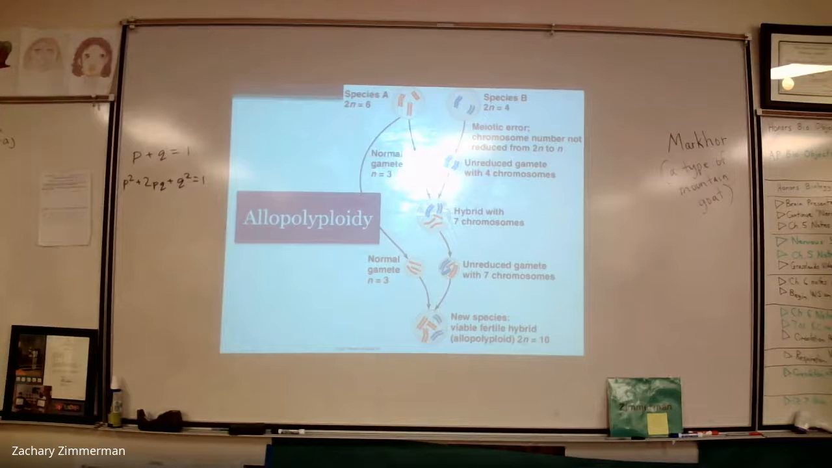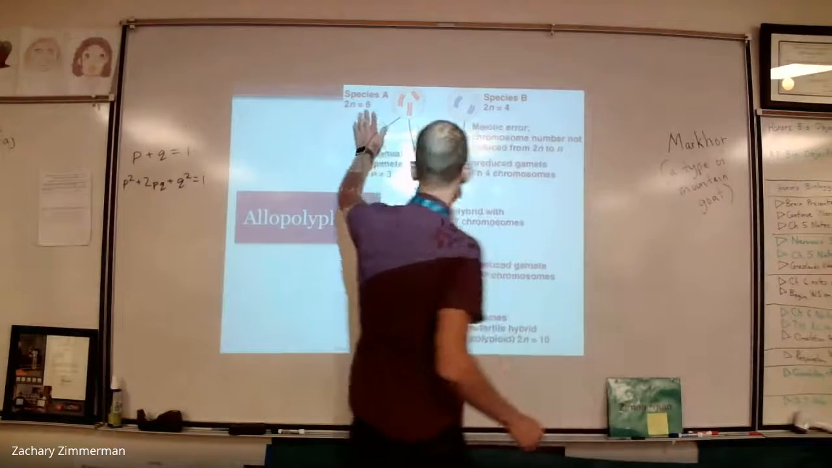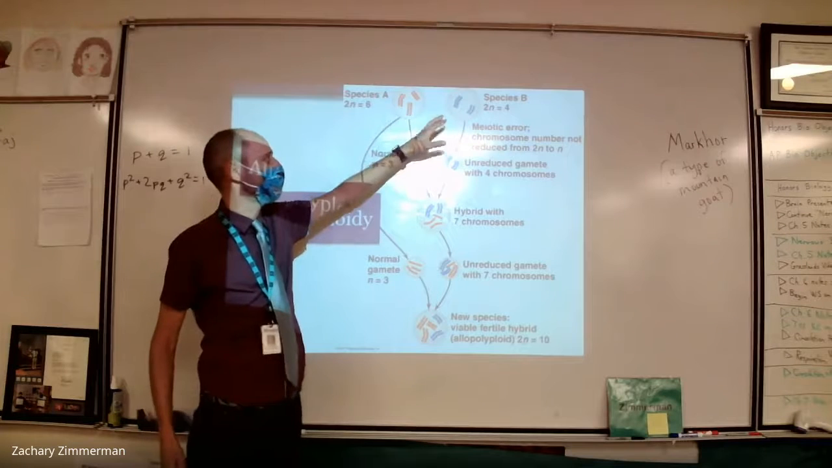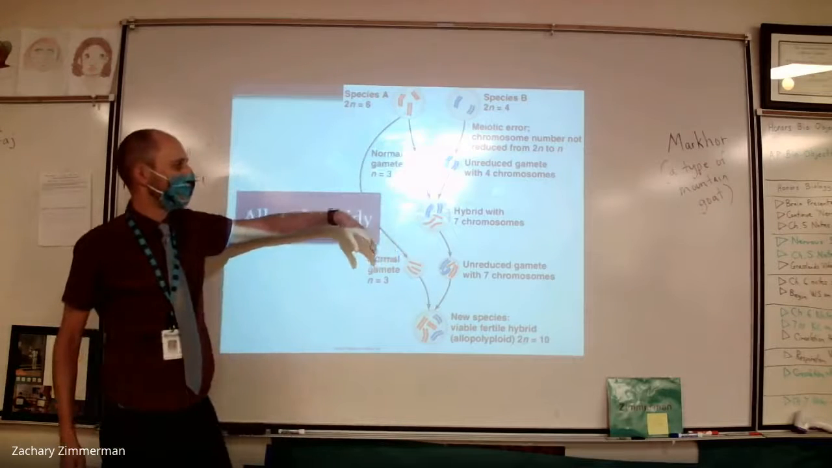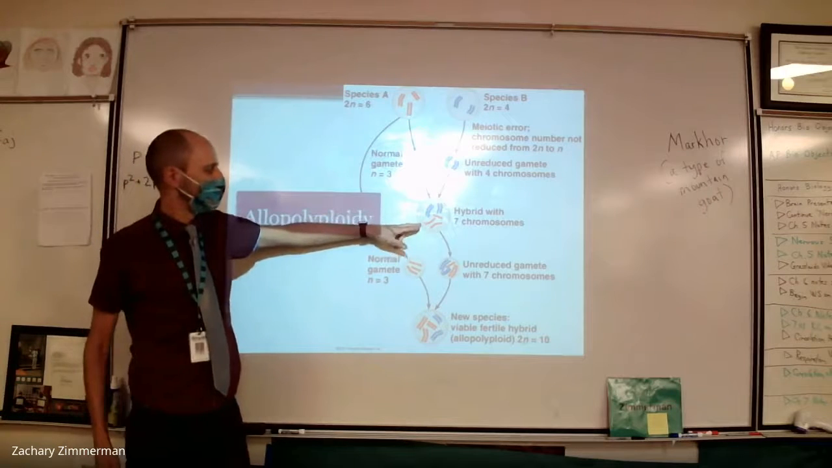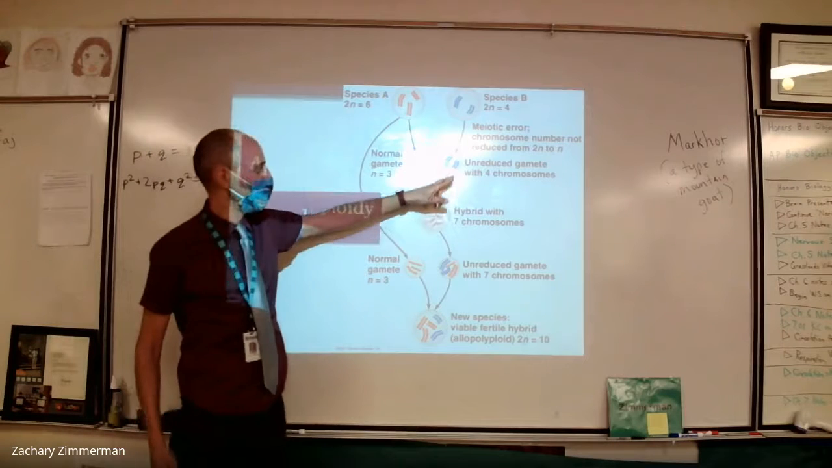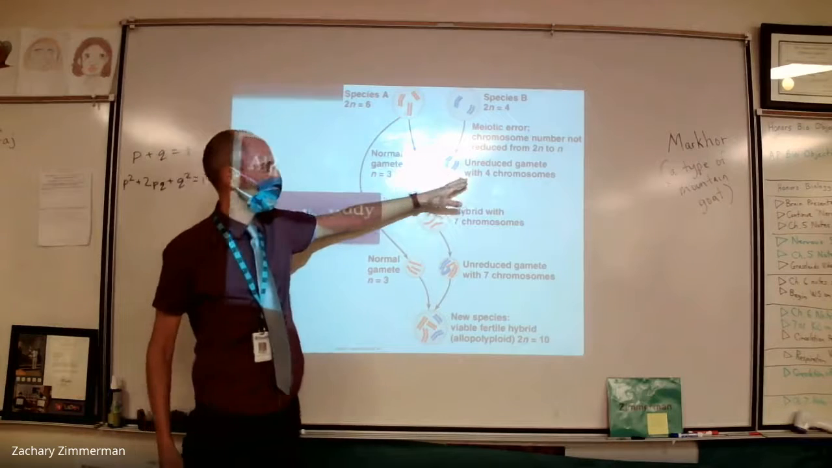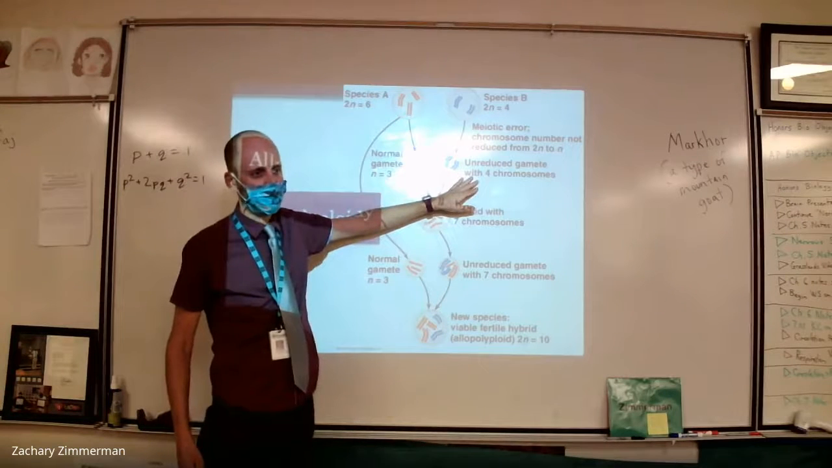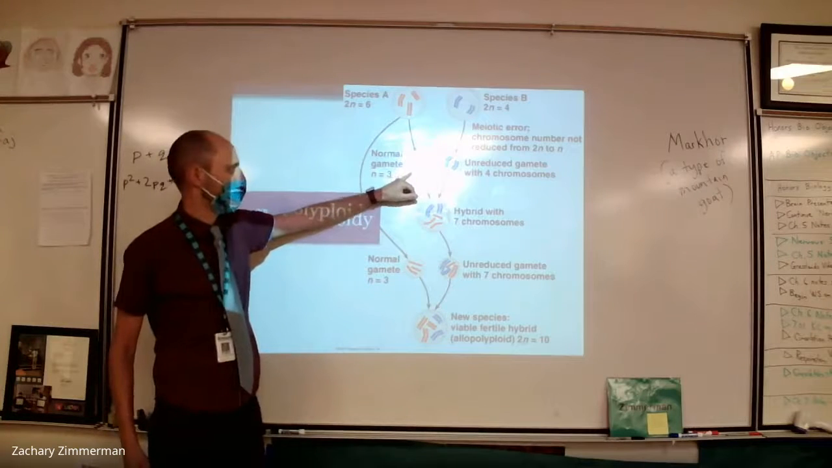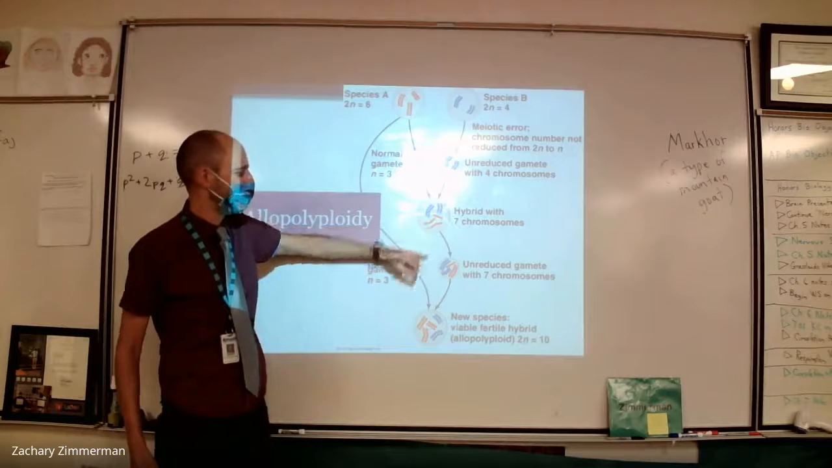Allopolyploidy. So here's species A. The 2n number is 6, let's say. Species B, 2n number is 4. So 4 chromosomes here, 6 chromosomes there. And what's crazy is they can produce a hybrid, even though their chromosome numbers are different. So here's the hybrid, and let's say this gamete has 4 chromosomes, but it's an unreduced gamete. Sometimes some species of plants will actually do this. Their gametes are not necessarily haploid. But let's say this one does produce a haploid gamete, and then you get 7 chromosomes.